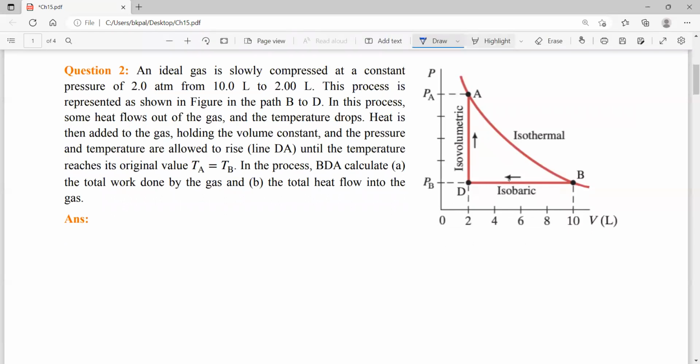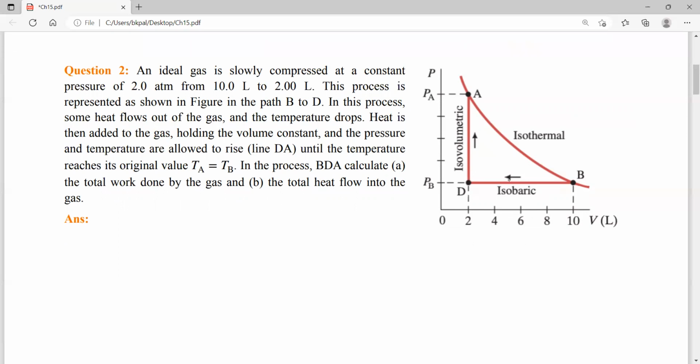Number 2. An ideal gas is slowly compressed at a constant pressure of two atmosphere from 10 liter to 2 liter. So the pressure is constant at 2 atmospheric pressure, and the volume changes from 10 liter to 2 liter. And this is shown in here, this line, isobaric.